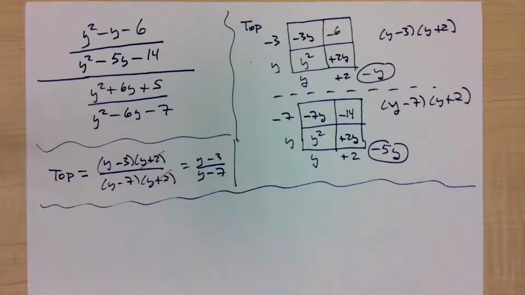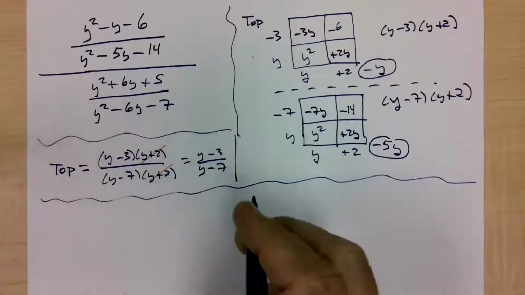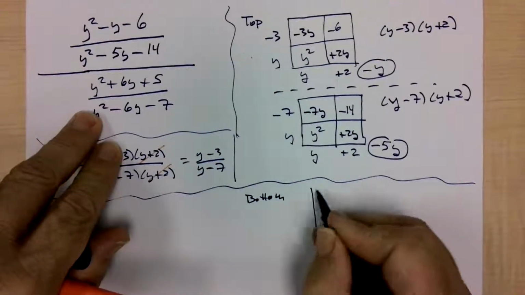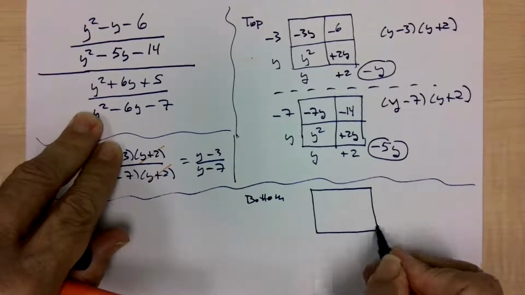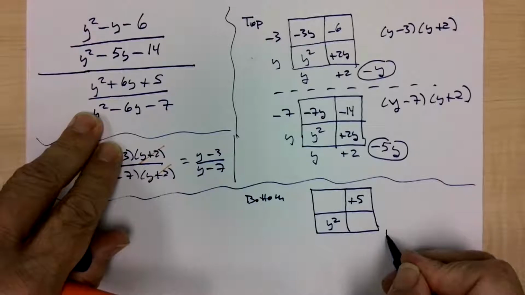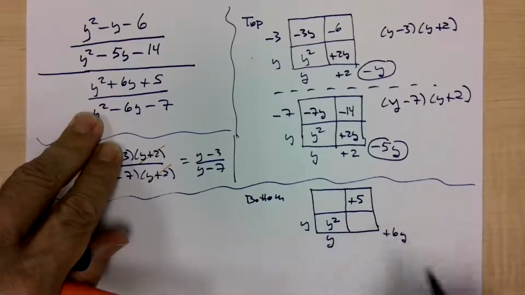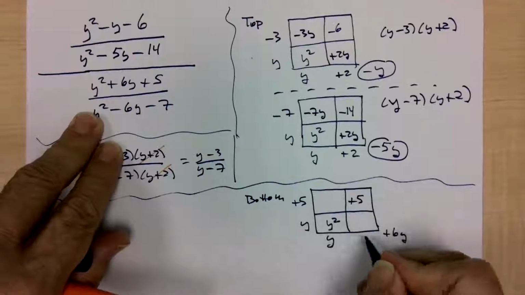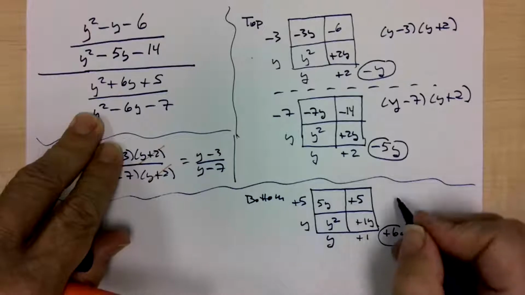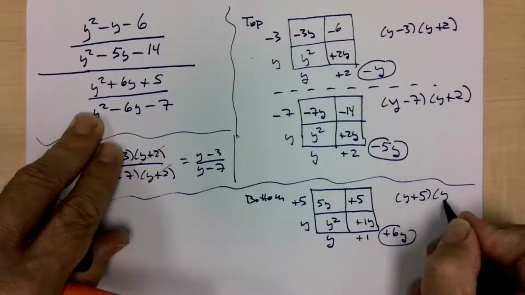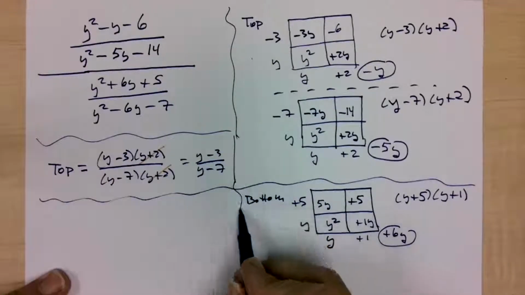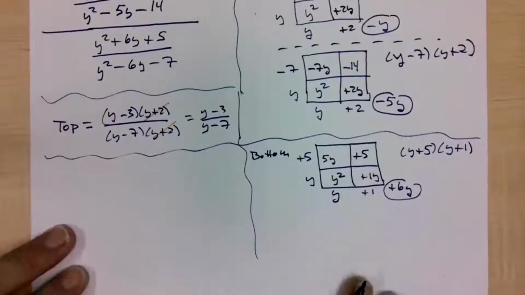Next up, let's look at the bottom. So the bottom is y squared plus 6y plus 5. Let's factor that. Y squared, plus 5, plus 6y, plus 5 times 1. Plus 5y plus 1y is plus 6y, and I get y plus 5 times y plus 1. And then the other piece is y squared minus 6y minus 7. Let's take a look at that.